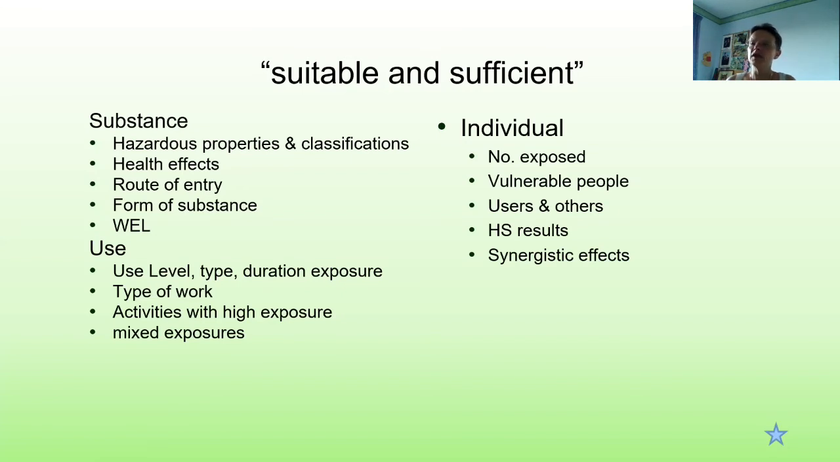We look at the individual, number of people exposed. Have you got any vulnerable people? Is it the user? Is it others? If we've had any health surveillance, what are the results? Do they show that people are being protected? And we've got the issue with synergistic effects. So basically, synergistic means that some people, for instance, if you're a smoker and you're exposed to certain hazardous substances, you could be at greater risk. That's what synergistic means. Basically, 1 + 1 = more than 2. You're at greater risk.